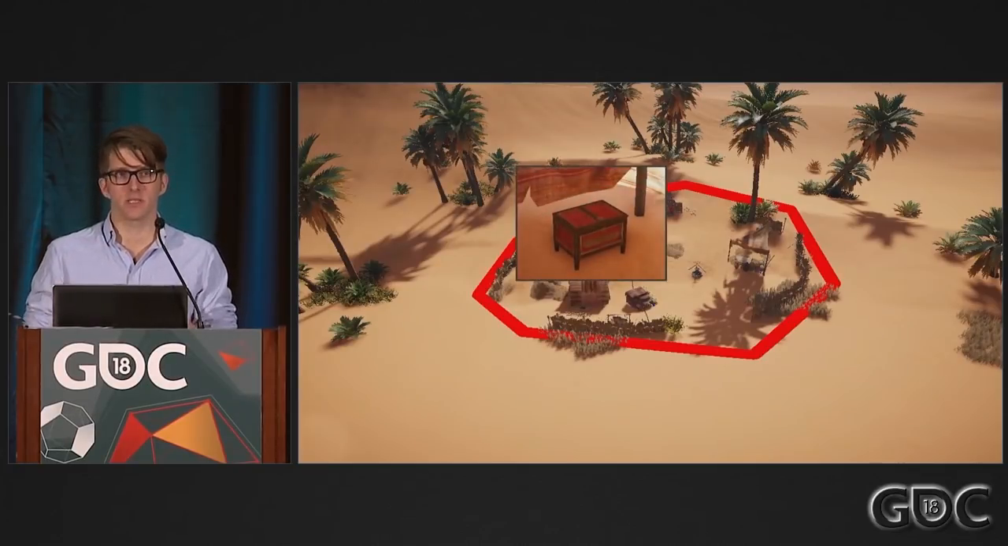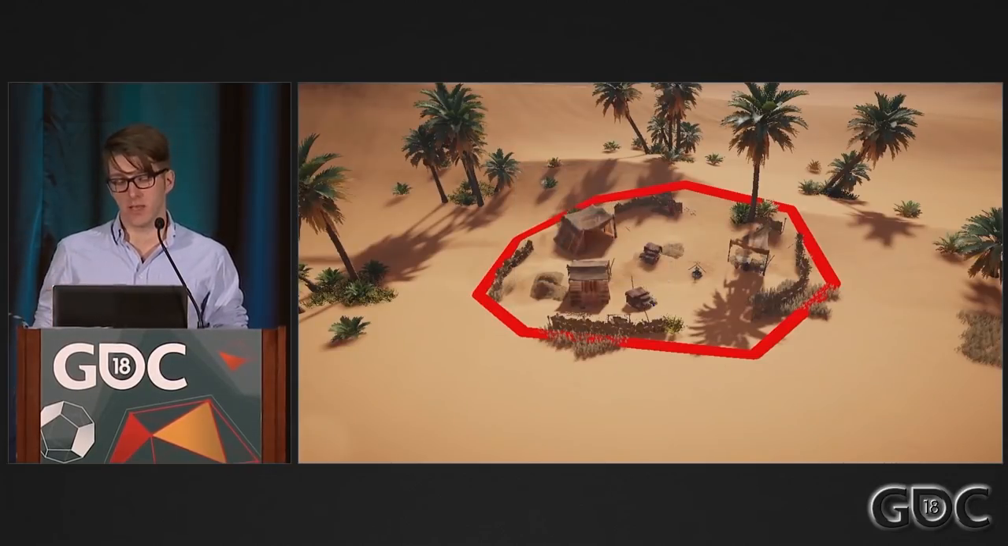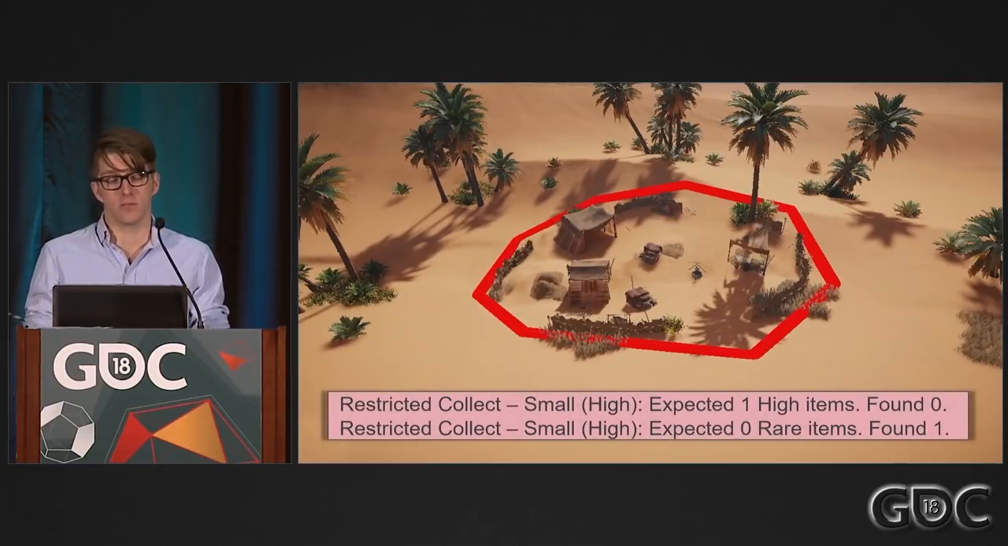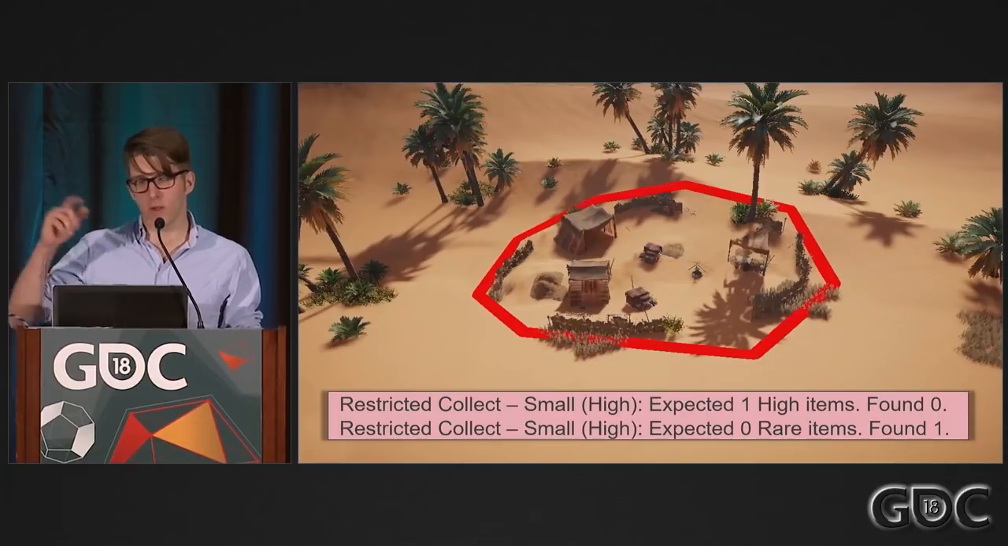So if a world designer places a chest inside that tent, inside the footprint, then we know that this chest belongs to this location. So we can then cross-reference the information of the loot type that is inside the chest, inside the game, with what we wanted from the design intention document. And by doing that, we can see that here we were expecting to find one high value item, but we found 0. And we were expecting to find 0 rare value items, but we found 1. So here, the designer simply used the wrong loot type, and we can just go in and change it.